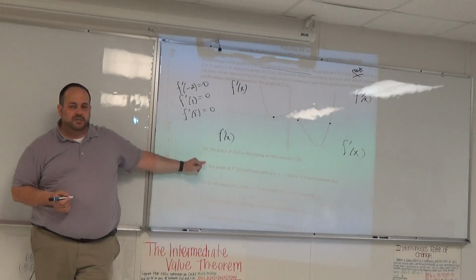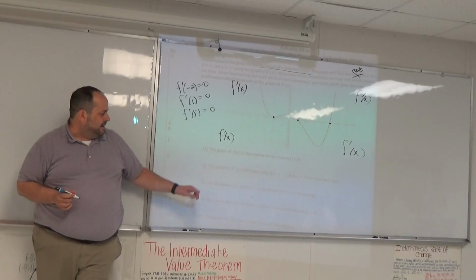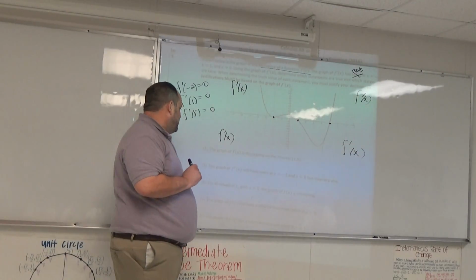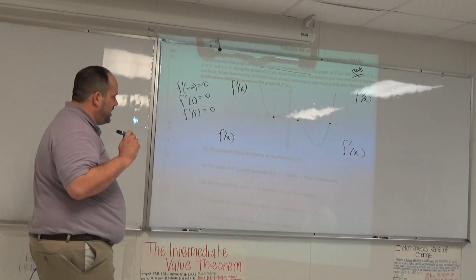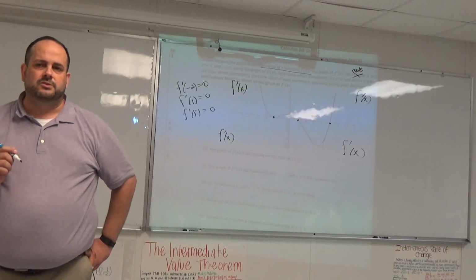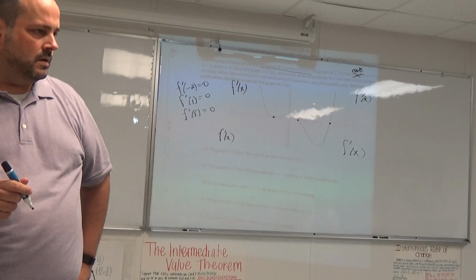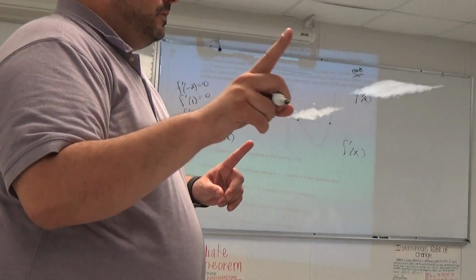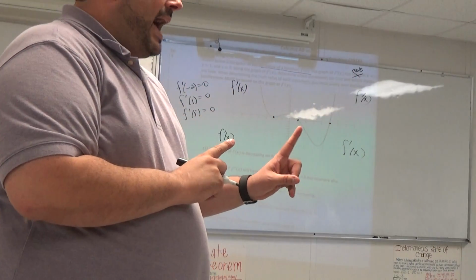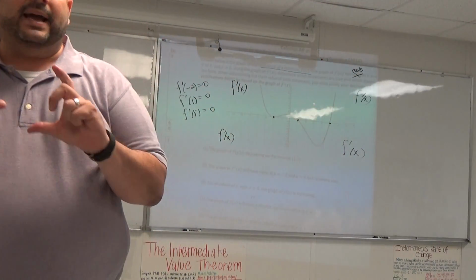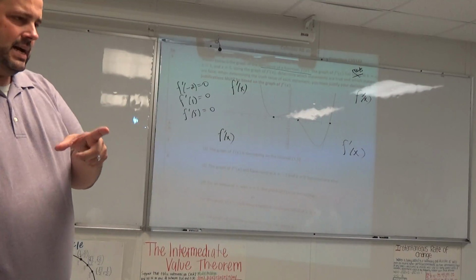I want to do these first two together, and then you guys are going to get some practice time. Number 1, true or false? The graph of f is decreasing on the interval 1, 5. This is either true or it's false. I care more about the because. I care as much about the because as anything else.